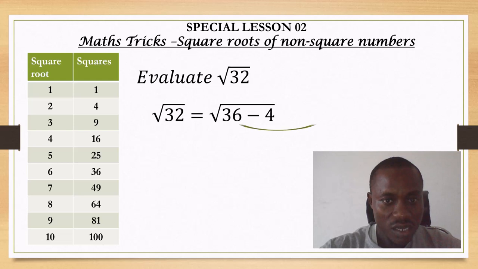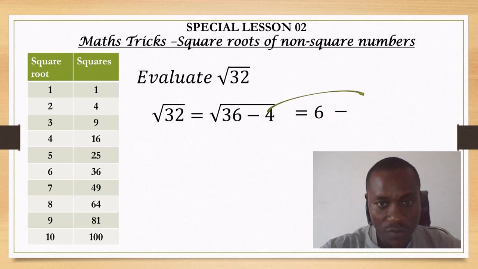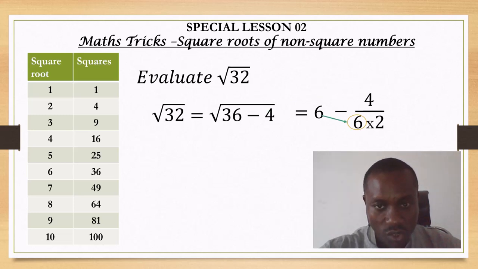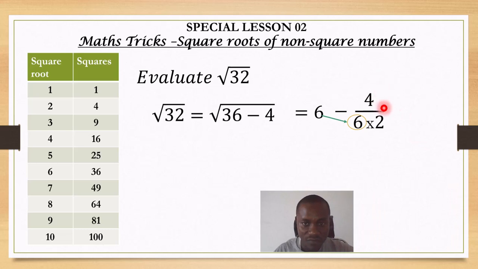The square root of 36 is 6. Then you bring out your minus. In this case, it's minus, so you put minus. Check the sign here. Now, pick up your 4 all over. Take that 6, the same procedure, multiply by 2. So that will give you 12. 6 times 2 is 12. Then 4 divided by 12 is 1 over 3. So that will now give us 6 minus 1 over 3.